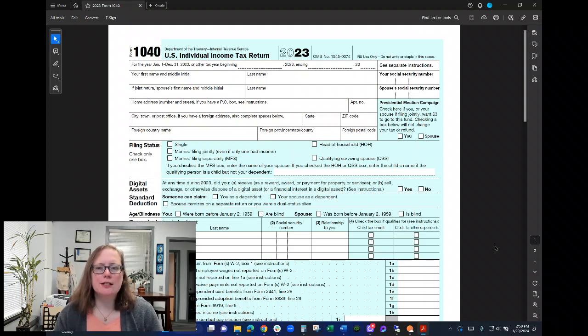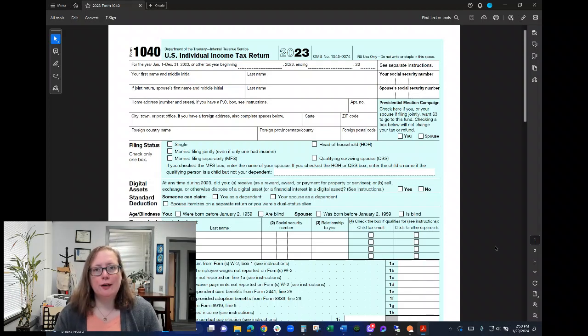Just note that an extension gives you more time to do the filing, but if you owed, that tax was still due April 15th, even though you had an exception or an extension. So interest and penalties will continue to accrue from April 15th until you make that payment. So just be aware of that.